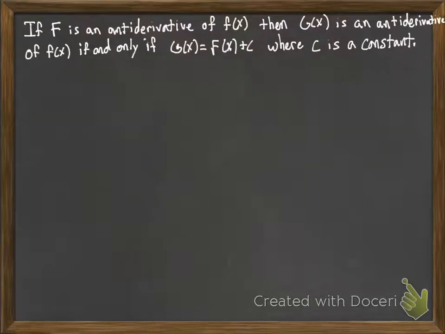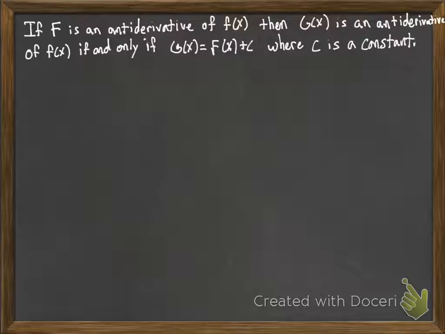Okay, so we'd like to prove this theorem on antiderivatives. We're told that if F is an antiderivative of little f of x, then capital G of x is also an antiderivative of f of x if and only if G of x is equal to F of x plus c, where c is a constant.